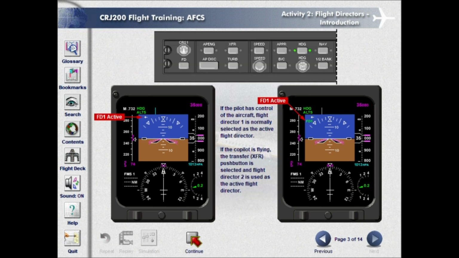If the pilot has control of the aircraft, Flight Director 1 is normally selected as the active flight director. If the co-pilot is flying, the transfer push button is selected and Flight Director 2 is used as the active flight director.